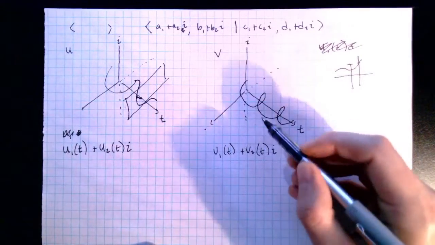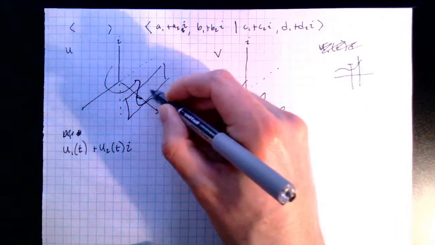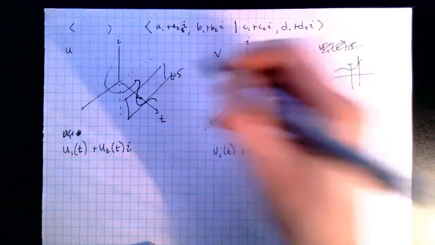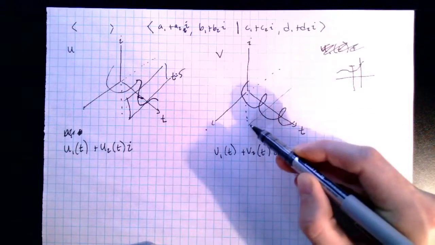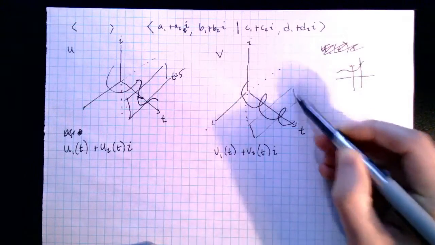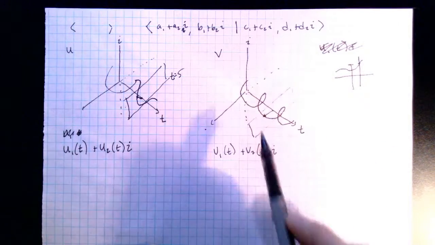And then you could do the same thing here. So let's say this t is like 5. t equals 5. So let's pick about the same area. So let's draw this same plane that we're slicing along. And maybe this complex number there.